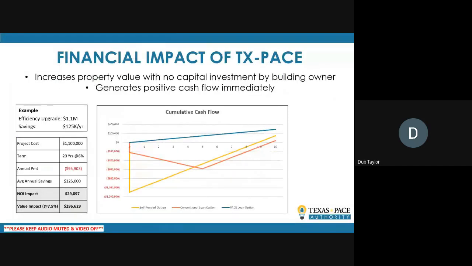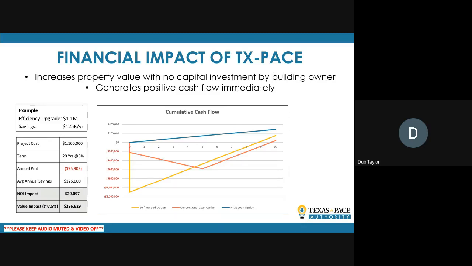And if you look at it from a comparison standpoint, these are three examples. If you pay attention to really just the bar graph, the yellow bar would be the self-funded option. So this assumes that an owner has cash, they have budget to make these improvements. And so what happens is they go negative right away because that cash is now taken for the efficiency project, not available for other things. Then they begin realizing utility savings benefits right away, but it takes, in this case, almost 8 years to go cash flow positive.